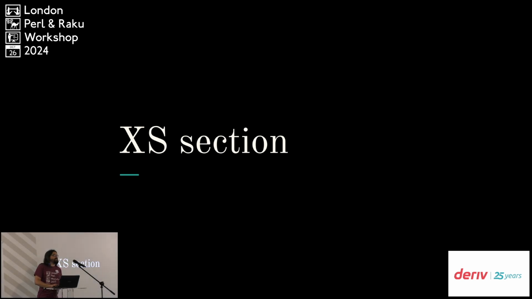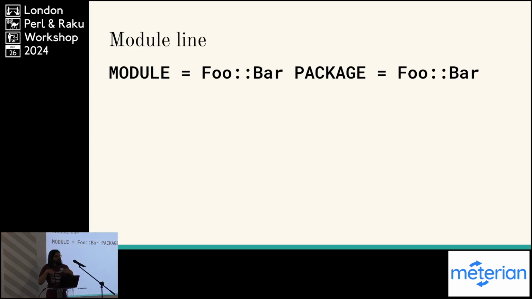Okay. And then we get to the XS section, the real meat of the XS file. The XS section starts with the MODULE line, where you declare this is module whatever, and this is package whatever. You have to specify both, because you can have multiple XS sections with the same module but a different package. Then you would export functions that way to different packages. But 90% of the time you're just dealing with a module and a package that are the same.